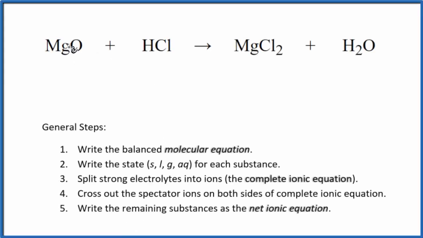In this video, we'll write the balanced net ionic equation for MgO plus HCl. This is magnesium oxide plus hydrochloric acid. First thing we need to do with net ionic equations is balance the molecular equation.